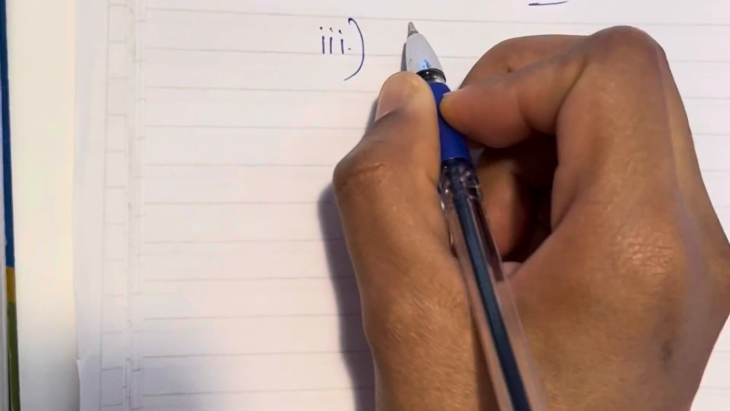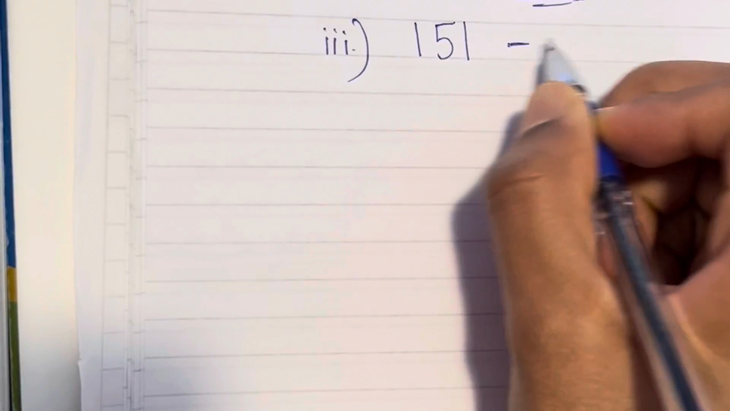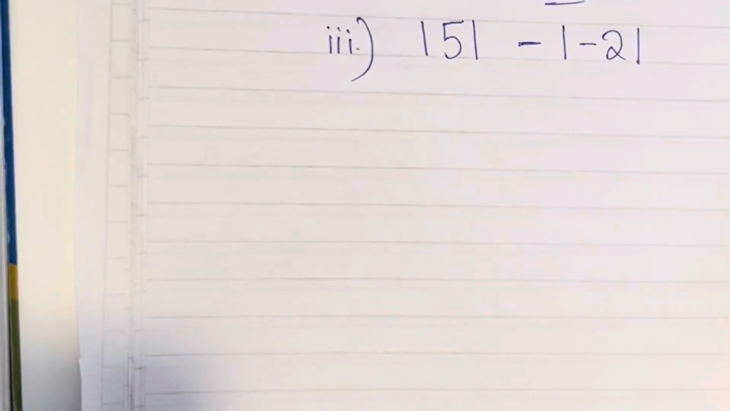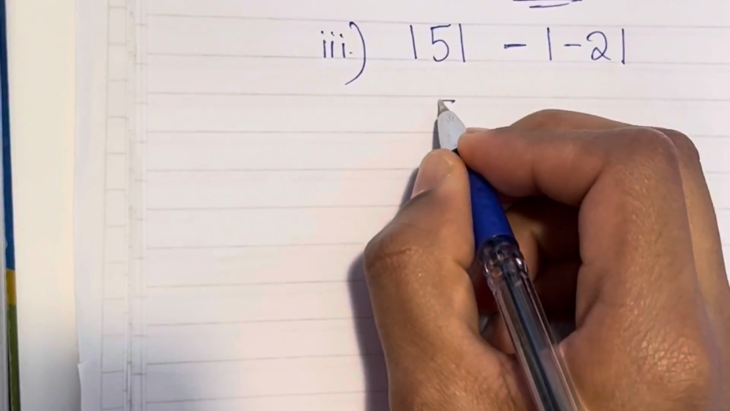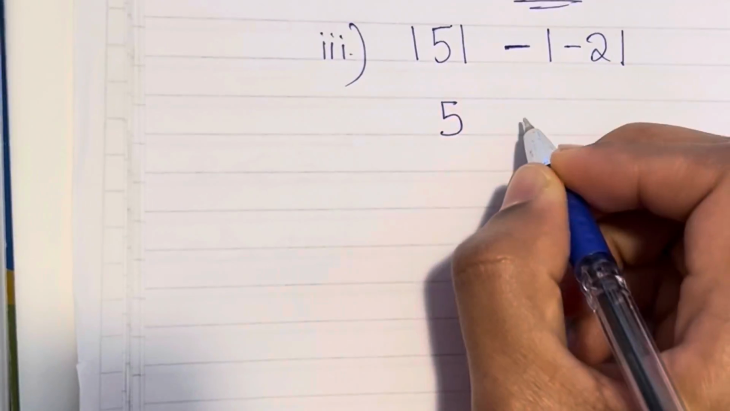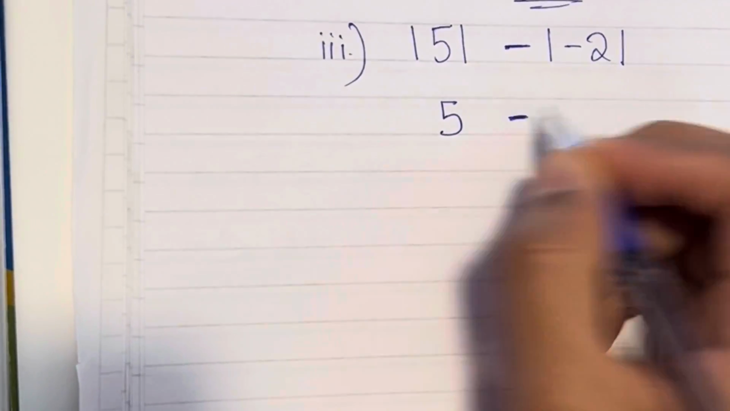That is, modulus of 5 minus modulus of minus 2. Okay, we know the absolute value of 5 is 5 itself. Now this minus sign, we're putting it here because it's outside the absolute value. Okay, that has to be considered.